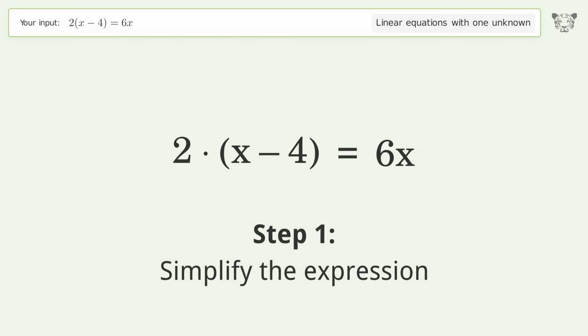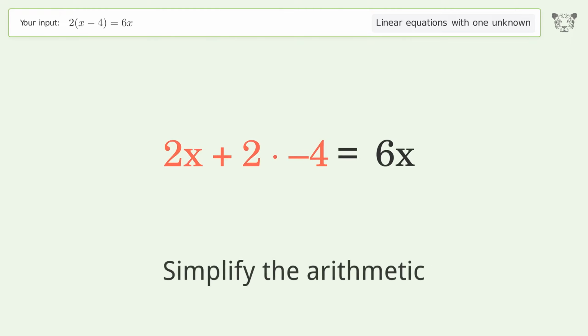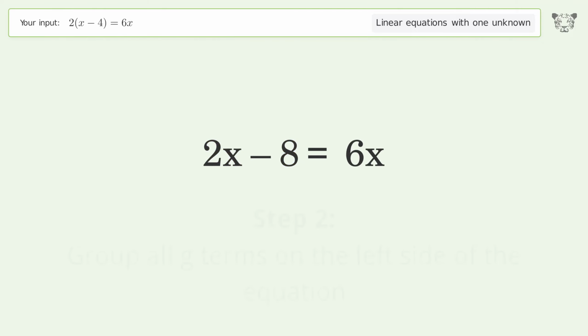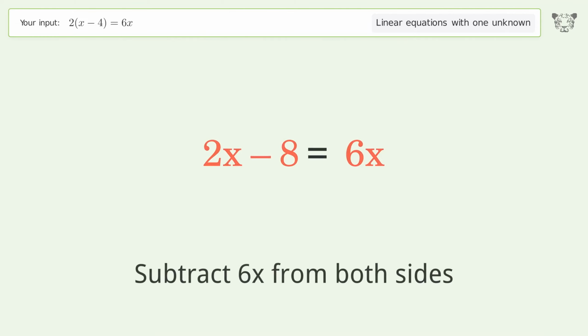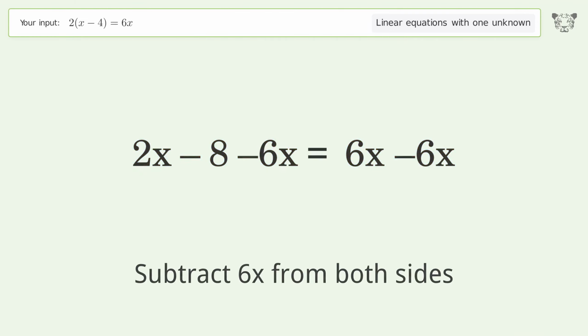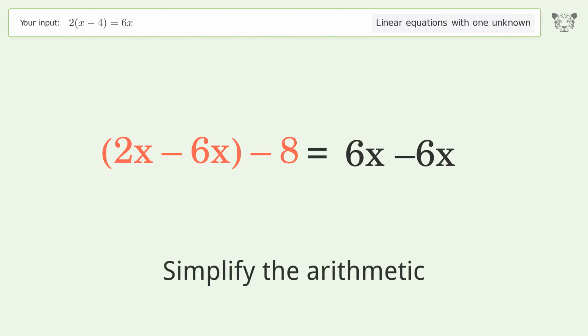Simplify the expression. Expand the parentheses. Simplify the arithmetic. Group all x terms on the left side of the equation. Subtract 6x from both sides. Group like terms. Simplify the arithmetic.